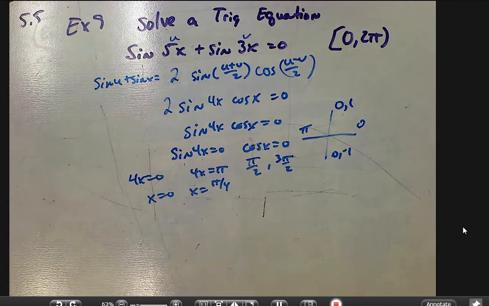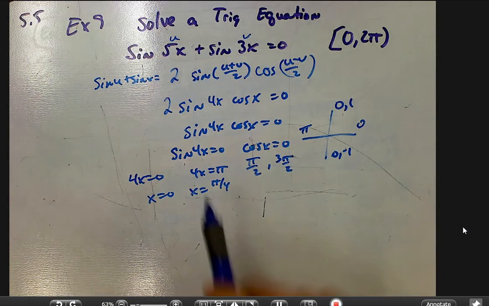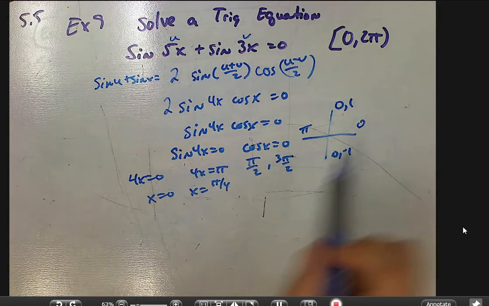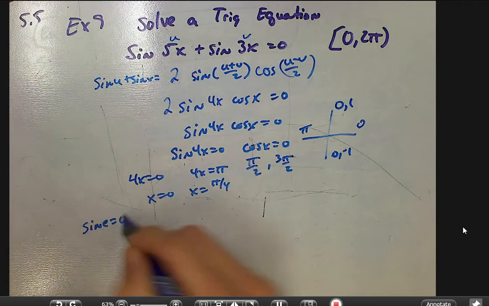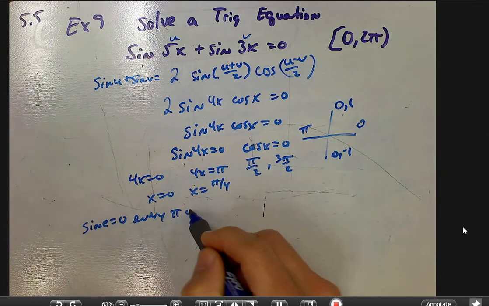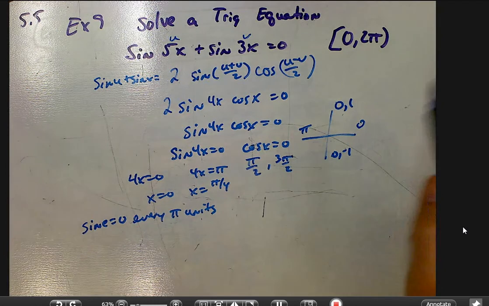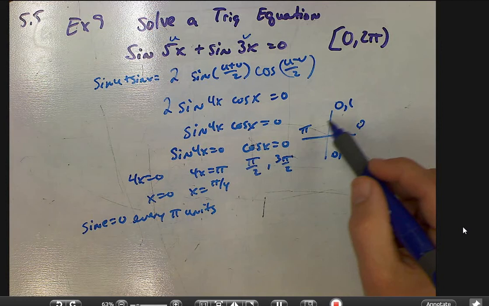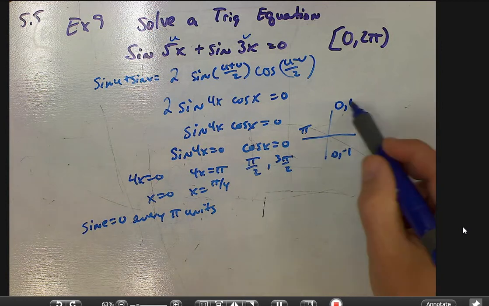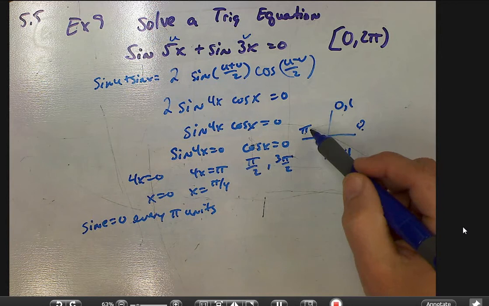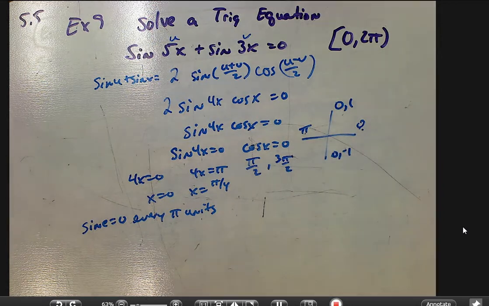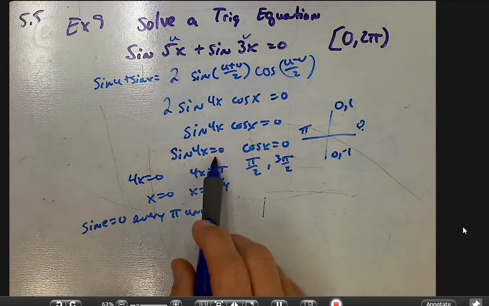We're solving all the way from 0 to 2 pi, so this is where it gets a little more tricky. We know that the sine is 0 at every pi units. How do we know that? Because the sine is 0 at 0, then pi, then again at 2 pi, 3 pi, 4 pi, 5 pi, 6 pi, so on and so forth. And since I divided those numbers by 4, I know now that the sine of 4x is going to be 0 at every pi over 4 units.